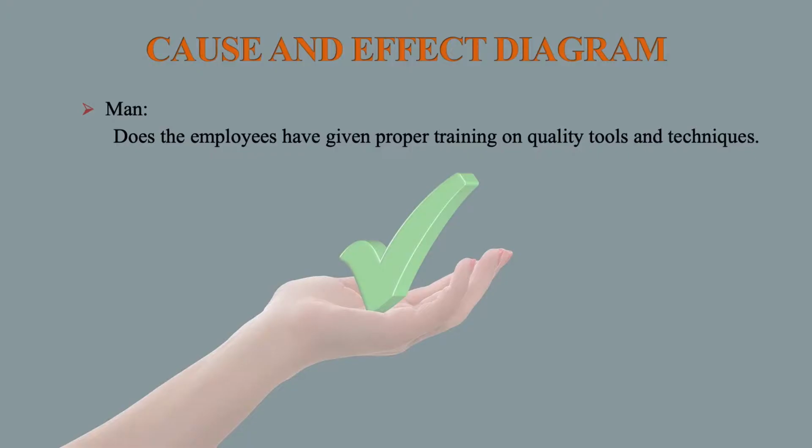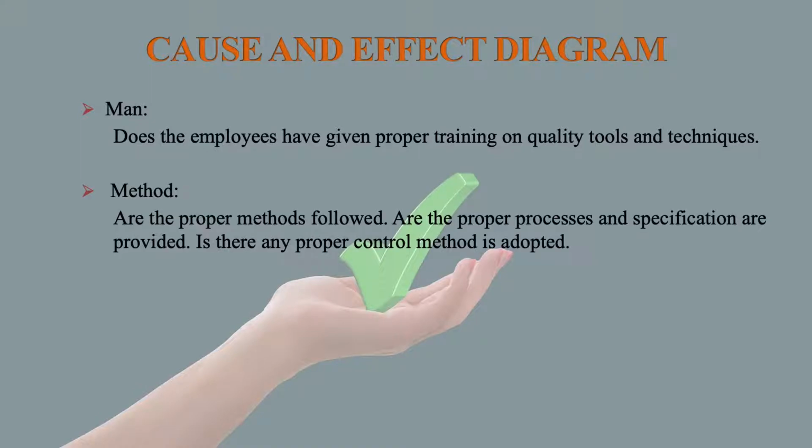In that, has the employee been given proper training on quality tools and techniques? Then method. Are the proper methods followed? Are the proper processes and specifications provided? Is any proper control method adopted? So this is also one cause for that quality problem.